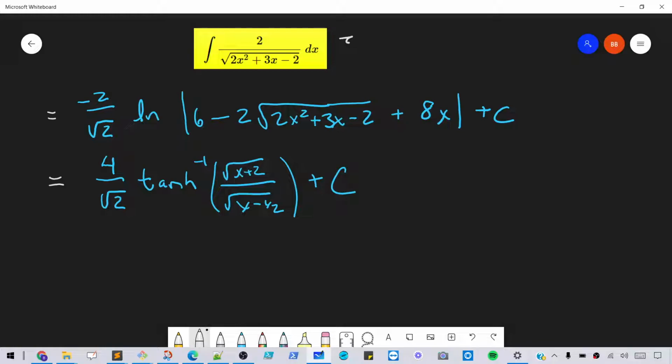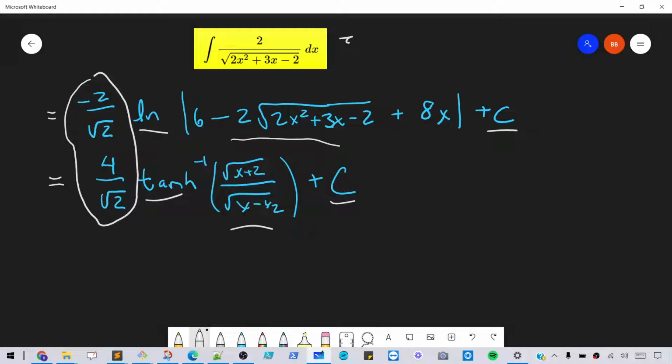and these are both equivalent, so they just differ by a constant. That's why I included the plus C here. What I thought was interesting was to show how these can be equal when we get different coefficients in the front, different functions. The inside looks totally different.